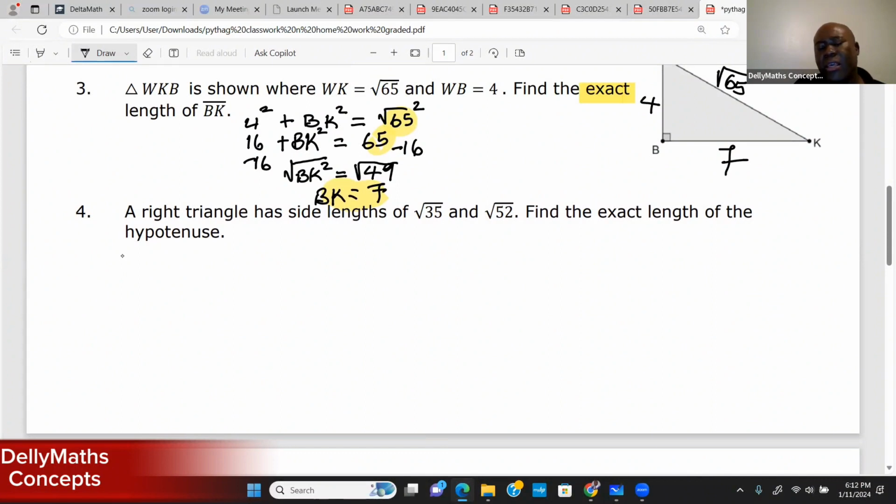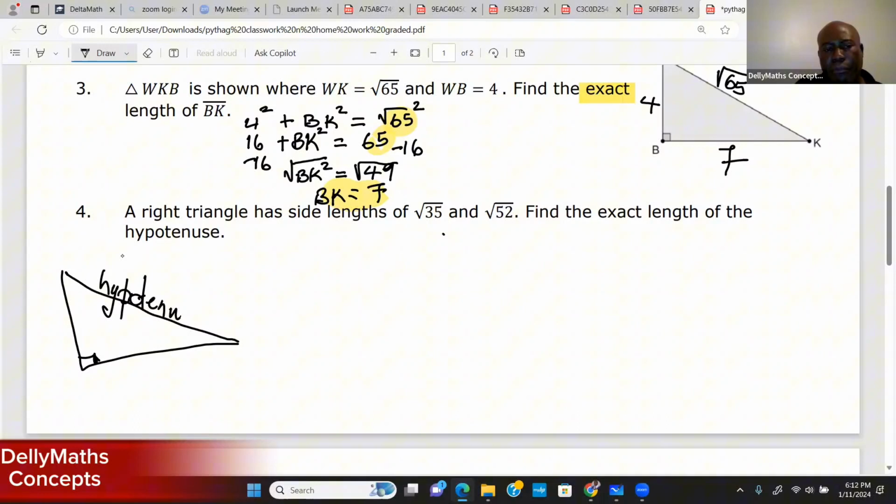Next question says, a right triangle has sides of length the root of 35 and the root of 52. Find the exact length of the hypotenuse. Now, because I was asked to find the hypotenuse, it simply means that I was given the length of the other sides. This is my hypotenuse. It means that this one could be represented as the root of 52 and this one as the root of 35.